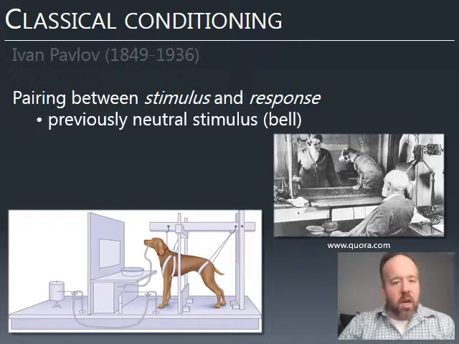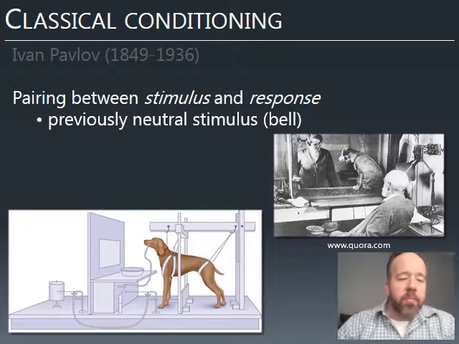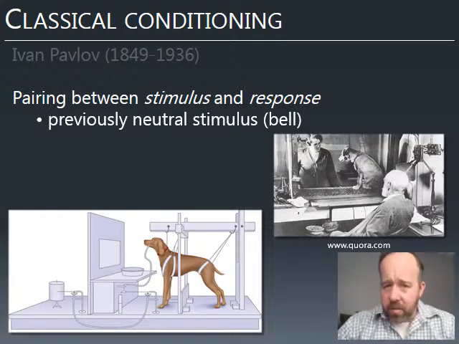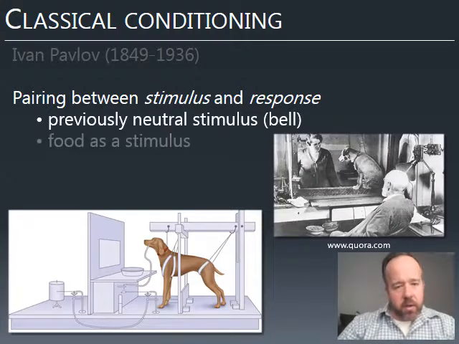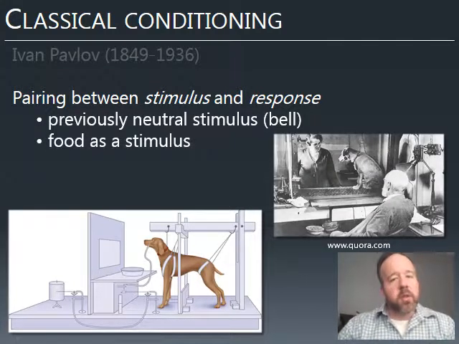Pavlov's discovery was that if the bell that he rang preceded the food or was associated with it in some way, you have this previously neutral stimulus, which is a bell. Normally, the dog doesn't respond to a bell at all. It has no reason to. It's not a particularly loud bell. And they certainly don't respond to a bell by salivating. So you have this neutral stimulus, but you also have another stimulus, and that other stimulus is food. So Pavlov rang the bell, but also presented food.